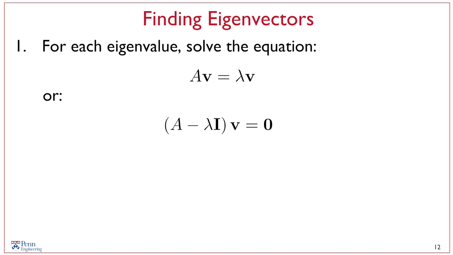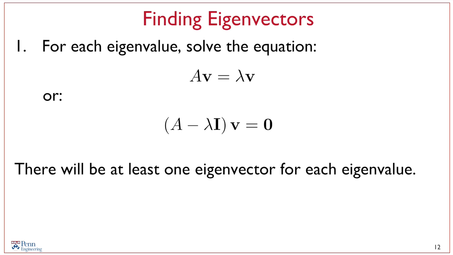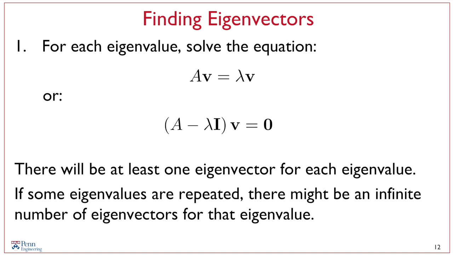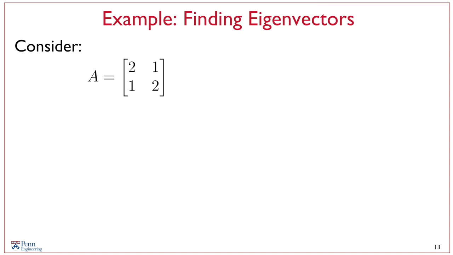We can now find eigenvectors that correspond to each eigenvalue. To do this, we want to solve the matrix equation Av = λv, or (A minus λI) times v equals 0. There will always be at least one eigenvector for each eigenvalue of the matrix. However, if some eigenvalues are repeated, there might be an infinite number of eigenvectors for that eigenvalue. Let's find the eigenvectors of the matrix we looked at earlier.